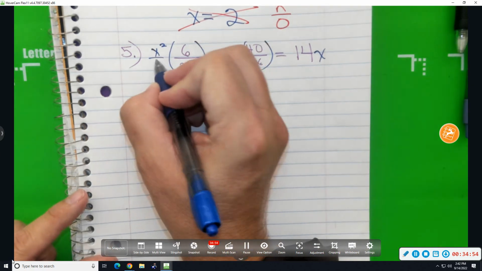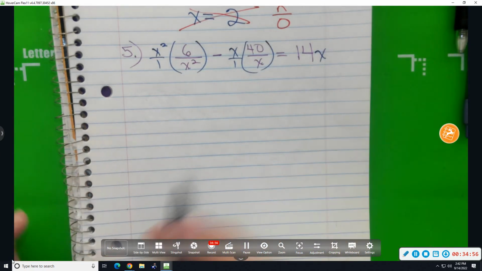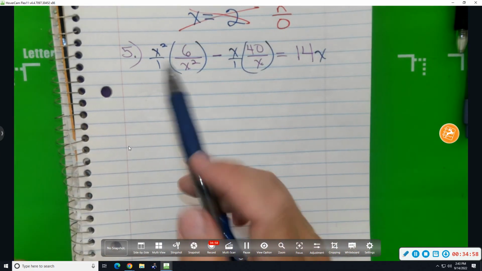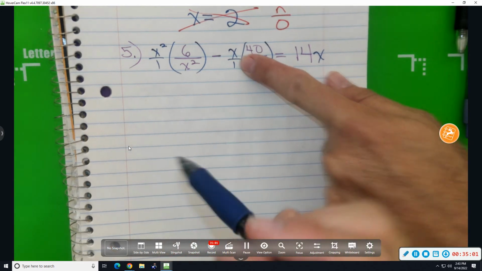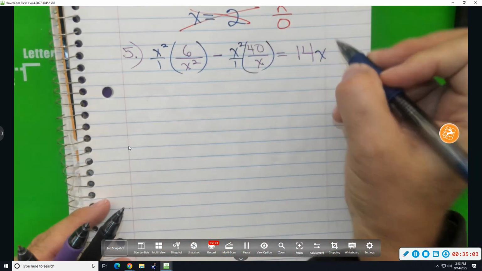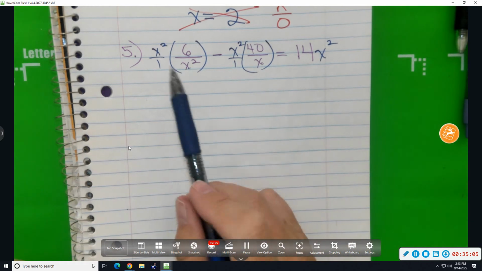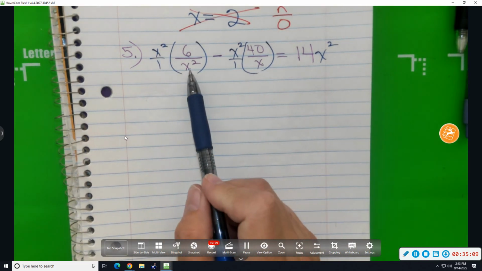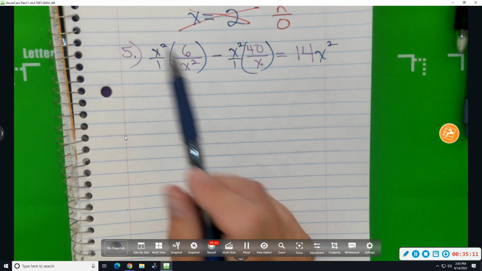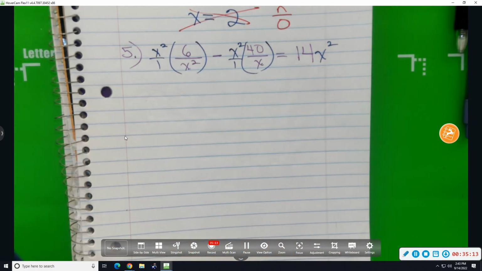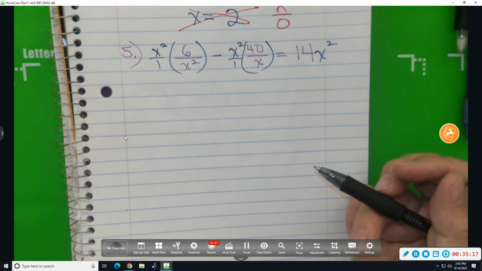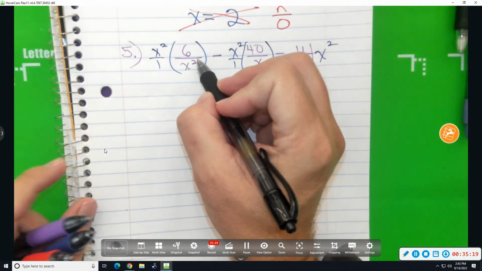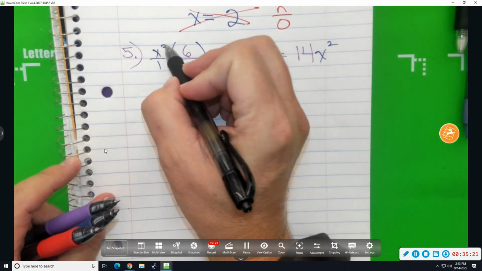I guess I'll put it over 1. Do y'all think that looks better when I put it over 1? It makes it a point. I put it over 1 to make it clear that this thing can only cancel with the denominator. The thing on top can only cancel with the denominator. And this is definitely going to cancel nicely. X squared cancels with x squared.